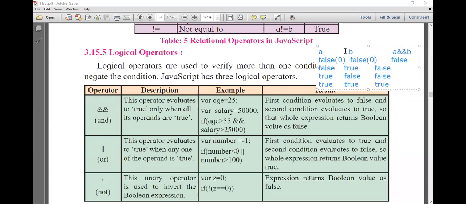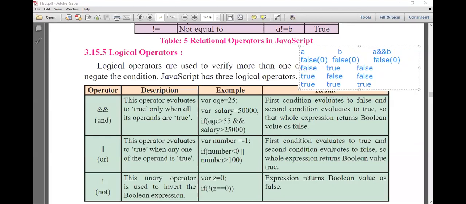When you multiply, check what result you will get. 0 into 0, you will get answer 0. 0 means false, right? Similarly here, false means 0, true means 1. Now AND means multiplication. 0 into 1, what? 0.